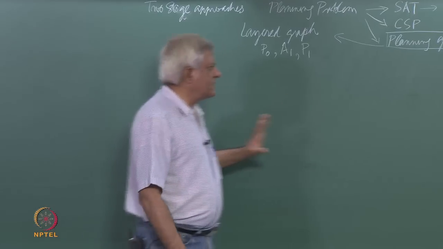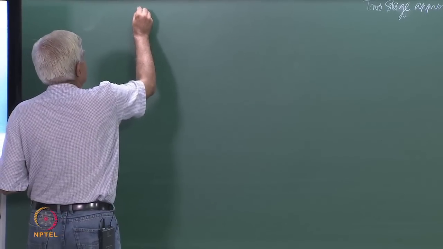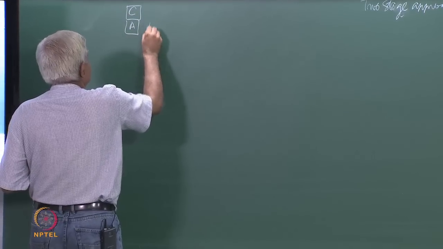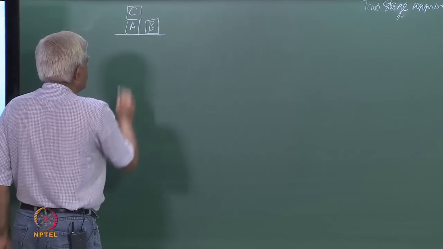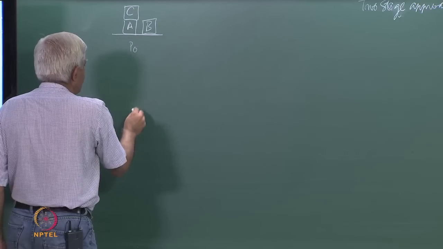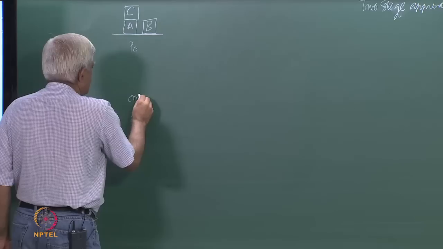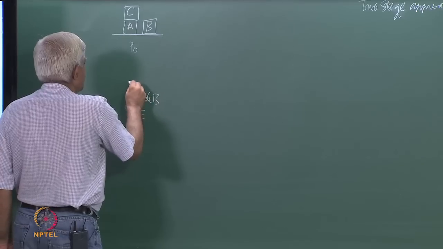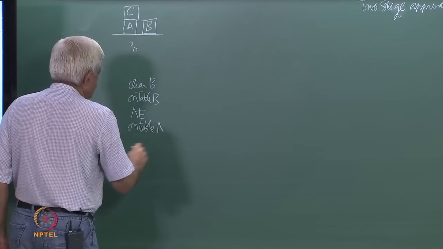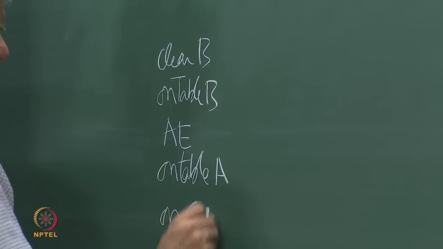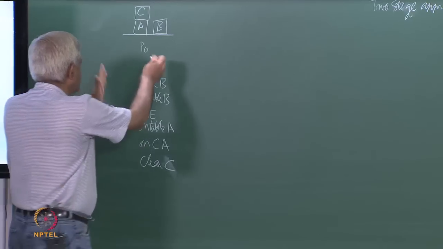I want to give you a flavor of this. Let us work with the same example we are looking at, the Sussman anomaly, which means we are starting with this state: C is on A, and B is on the table, and A is on the table. So in the initial layer, layer P0, we would have all these things: arm empty, on table B, clear B, on table A, on C A, clear C. This is my layer P0.